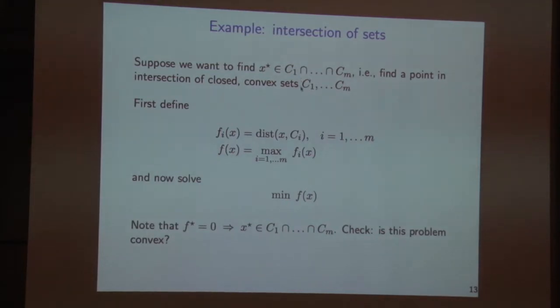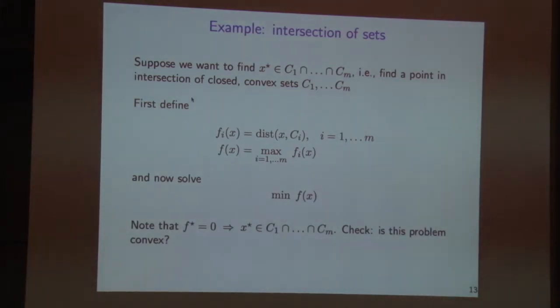C1 might be the set of all x for which g1 of x is less than or equal to 0. C2 might be the set of all x for which g2 of x is less than or equal to 0, and so forth. We're going to learn problems for constrained convex optimization as we go through the course. If we want to initialize a point for an algorithm for constrained convex optimization, we often have to make sure the initial point is feasible. So if we don't know how to do that analytically, we might have to run something like this to get something that's close to feasible.